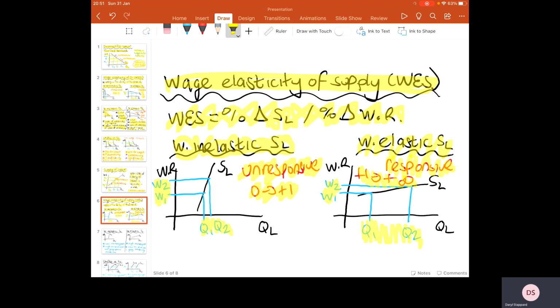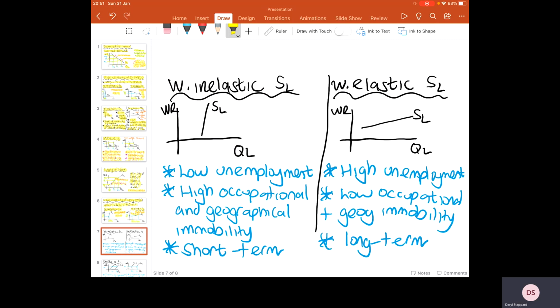wage rates. Right, what we now need to be thinking about then is why. What would make the supply of labour inelastic and what would make it elastic? Now, I think there's a simpler way of thinking about this. Think about what a wage inelastic supply means. It means as wage rates grow, it's very difficult for more of us to supply more labour, or it's difficult for the economy to supply more labour than what's currently being provided.